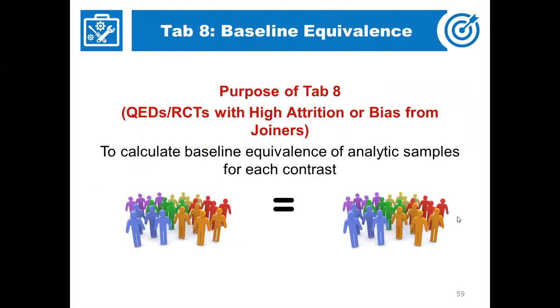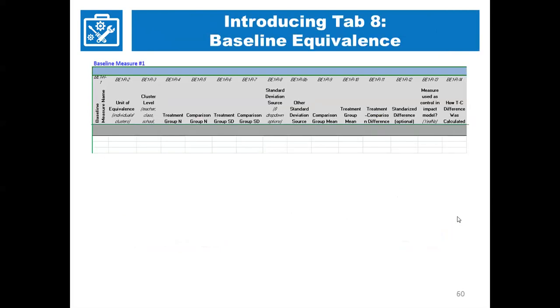Okay, the next tab is tab 8 on baseline equivalence. And this is required for QEDs and RCTs with high attrition, and also for RCTs that have bias from entering individuals. Here's an example of what the tab looks like, with a row for each contrast and columns for entering necessary information about baseline equivalence. This tab, tab 8, is really almost the same as tab 6, where you reported information about impacts, but instead of focusing on the outcome time point, post-test, this tab is focused on the difference between the groups at baseline.